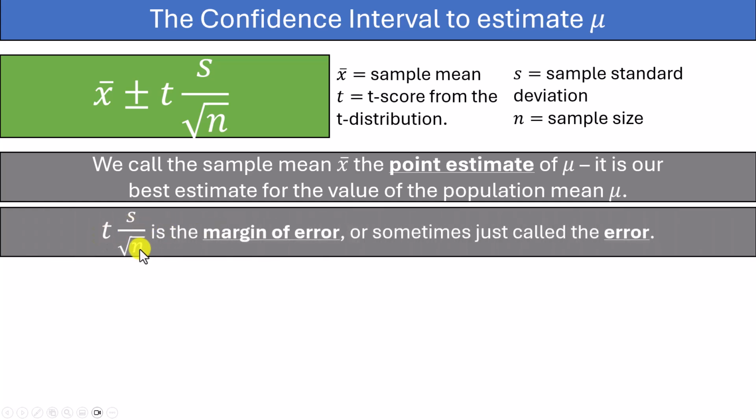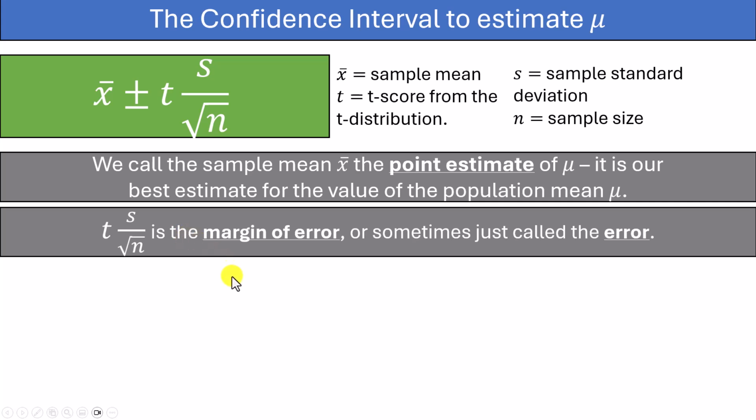T times s over the square root of n is what we call the margin of error, sometimes just called the error. The margin of error is made up of two components. First, we have the t-score, which we call the confidence level multiplier, and then we have s over the square root of n, which is the estimate of the standard error of the sample mean, or in other words, on average, how far you would expect the sample mean to differ from the population mean.